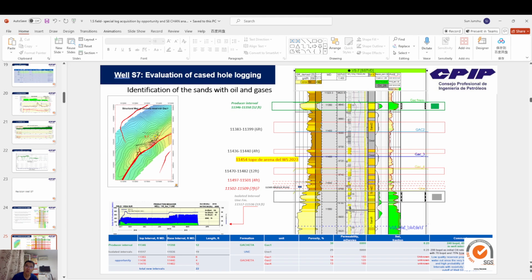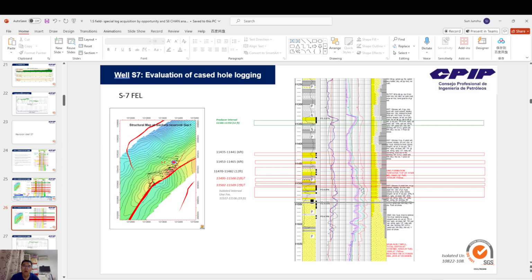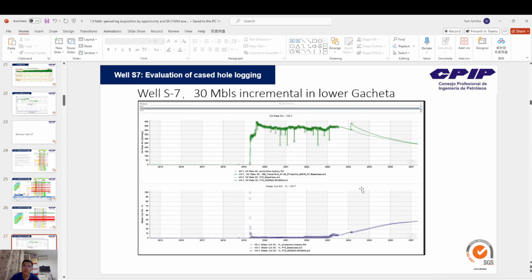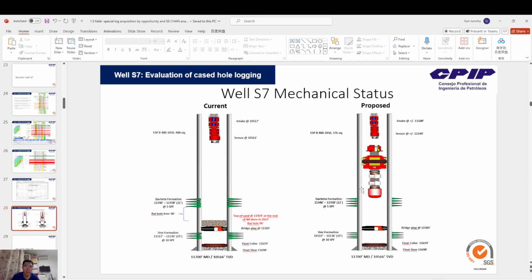Identification of the sands with oil and gases. This is the top of sand in the work service in 2023. This is the S7 FEL. So for well S7, totally 30,000 barrels incremental in the lower Gajita.